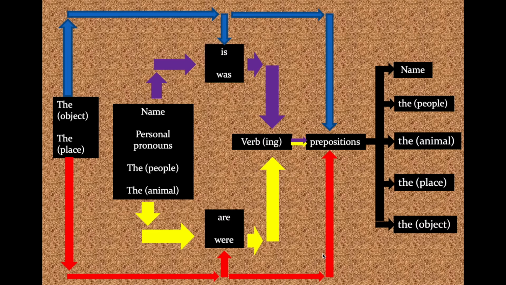Okay, let's take a look at the verb ing. Verb ing is a continuous tense in grammar term. After choosing an appropriate verb ing, the next word you have to write is the preposition. Prepositions describe the location, time, place, and movement. For example, in, on, under, behind, beside, at.